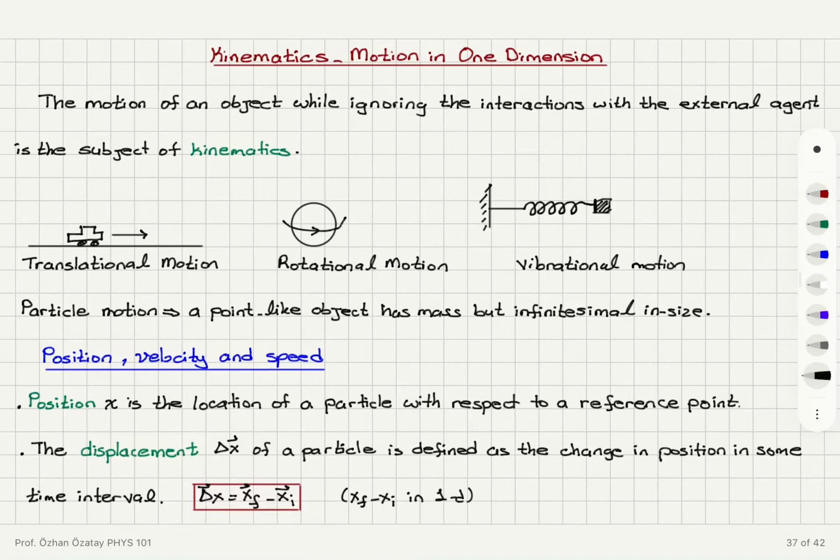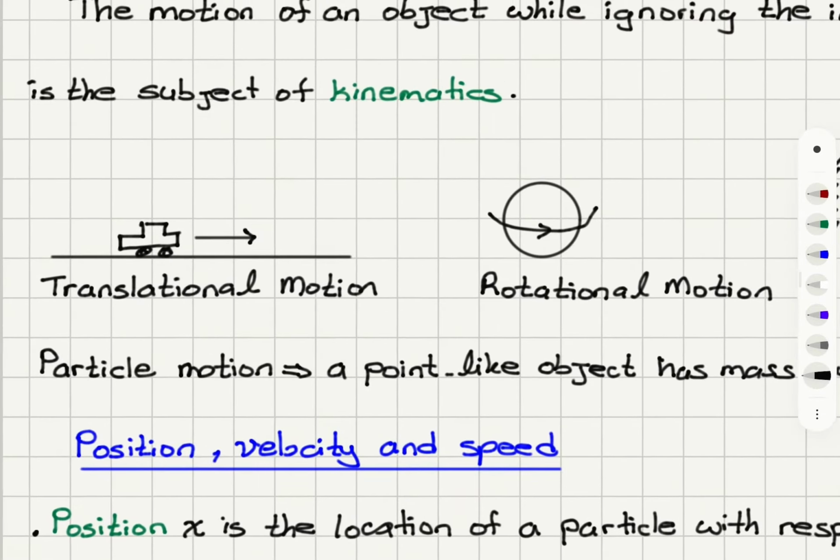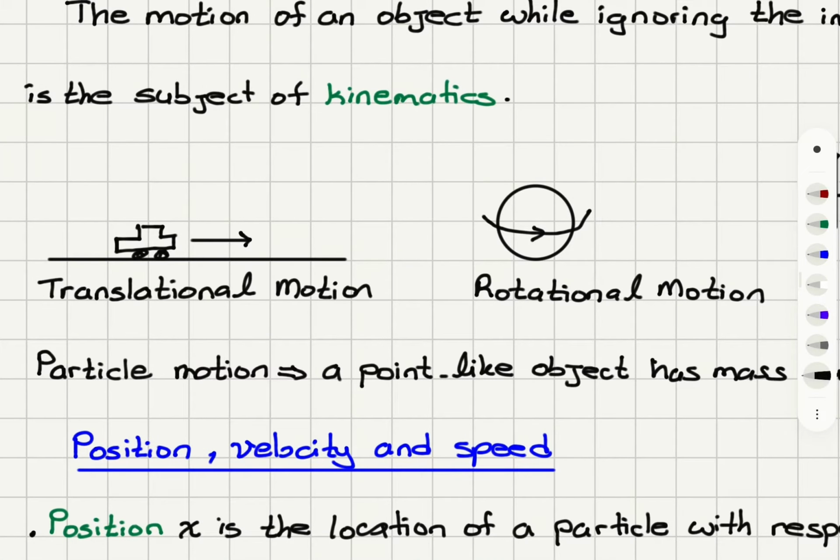The branch of physics that studies the motion of an object with no reference to the external agent that causes the motion is called kinematics. And we have three different types of motion that we study. The first one is translational motion. For example, if you have a car that is moving in a certain direction.